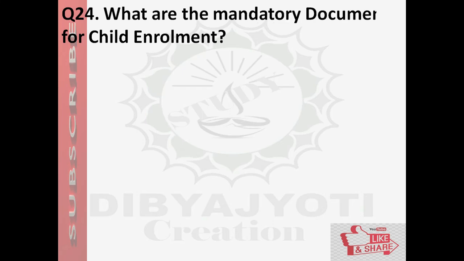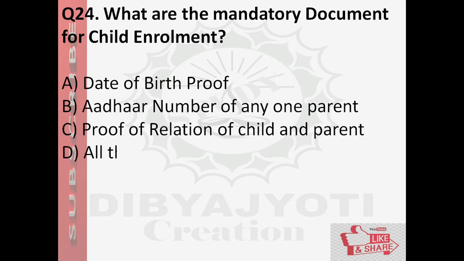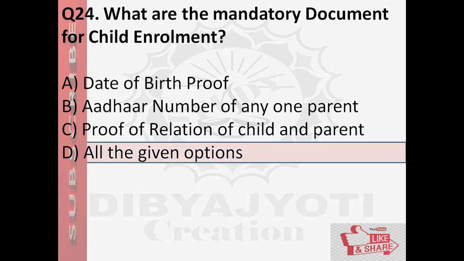Okay. Next, question number 24. What are the mandatory documents for child enrollment? Options are date of birth proof, Aadhaar number of any one parent, proof of relation of child and parent, all the given options. And answer is option D, all the given options.